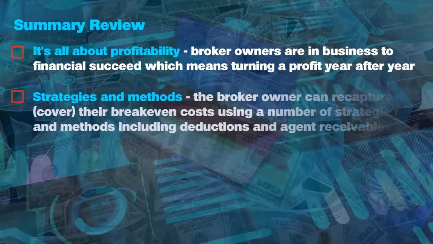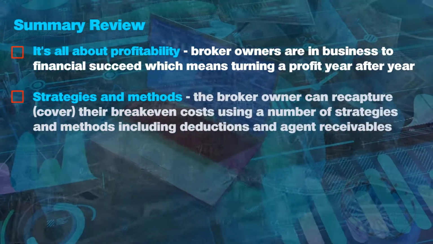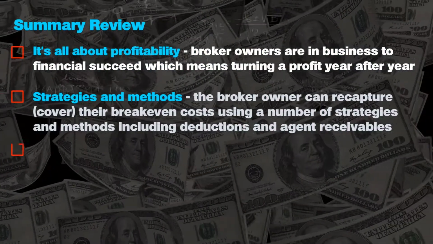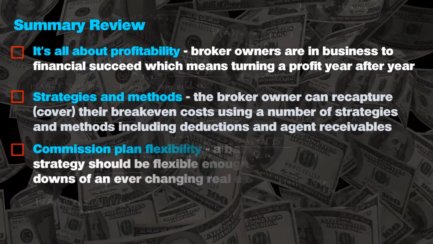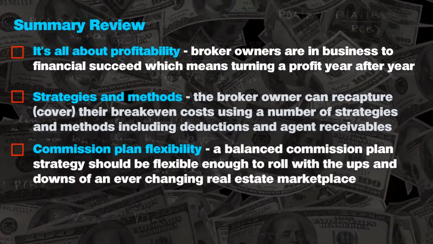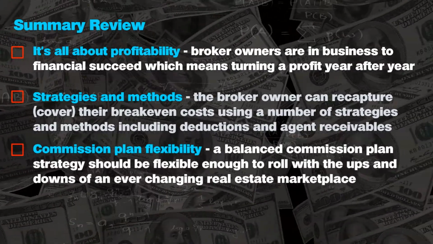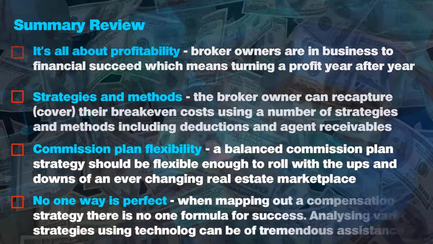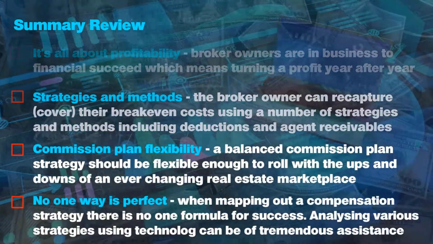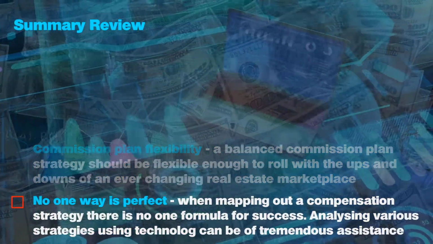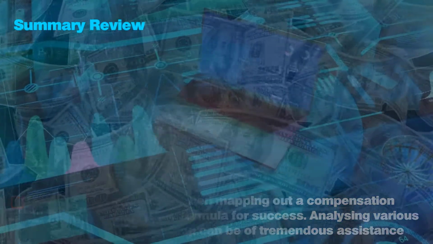Strategies and methods. The broker owner can recapture their break-even costs using a number of strategies and methods including deductions and agent receivables. Commission plan flexibility. A balanced commission plan strategy should be flexible enough to roll with the ups and downs of the ever-changing real estate marketplace. No one way is perfect. When mapping out a compensation strategy, there is no one formula for success. Analyzing various strategies using technology can be of tremendous assistance.